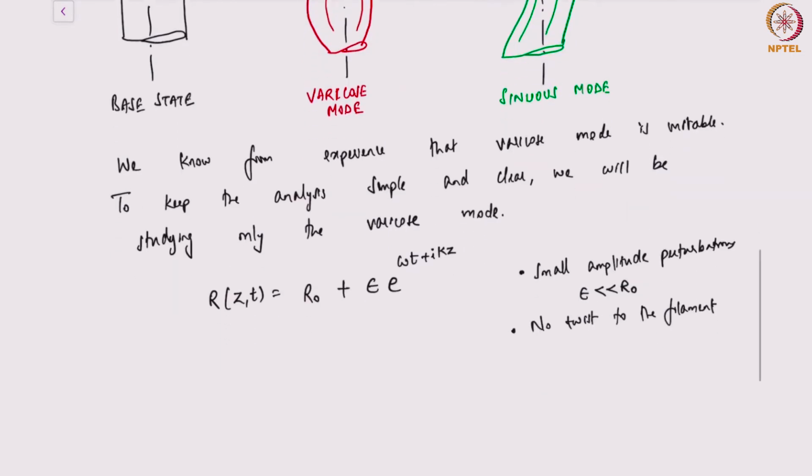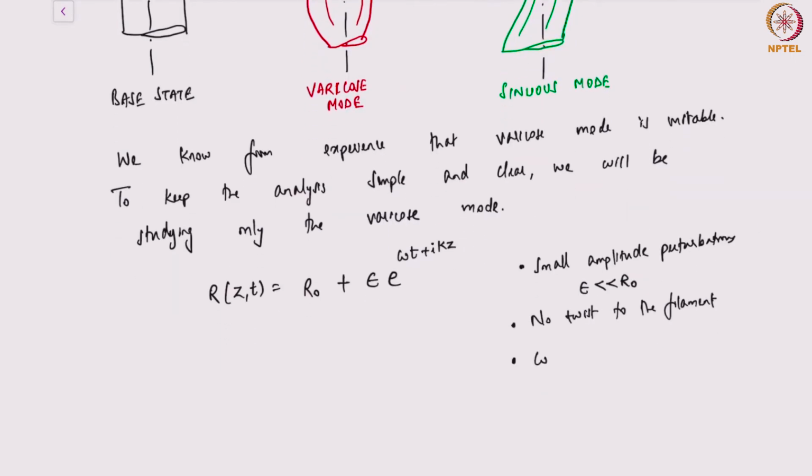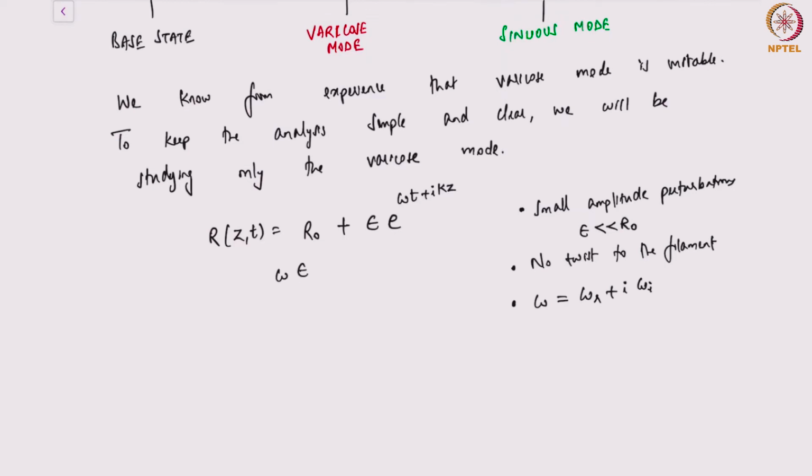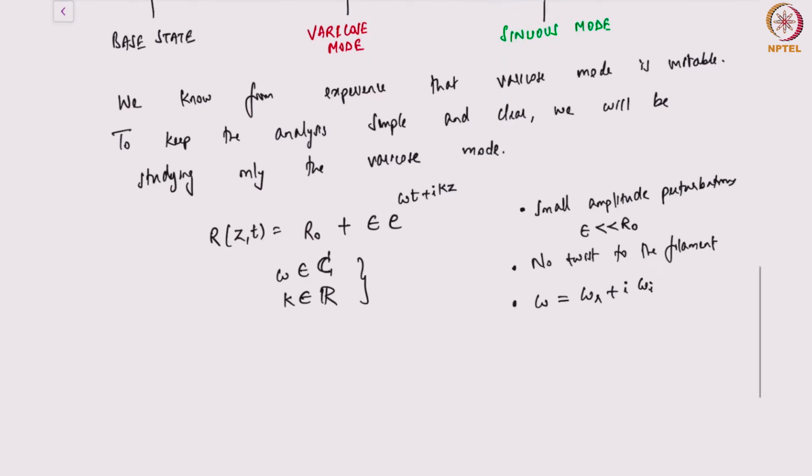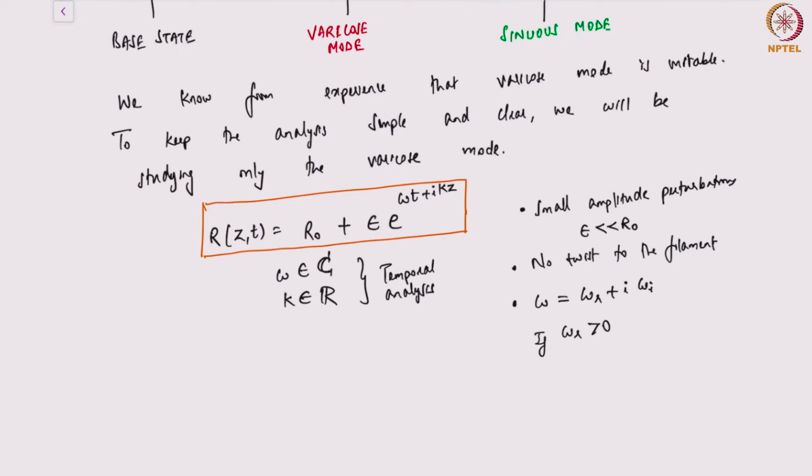I'm also saying that omega can be thought of as omega r plus i omega i. Omega can be a complex number, whereas k is real. This tells me that it's a temporal analysis. And if omega r is greater than 0, notice that the exponential term will keep growing in time. I have an unstable case. If omega r is less than 0, I have a stable jet.